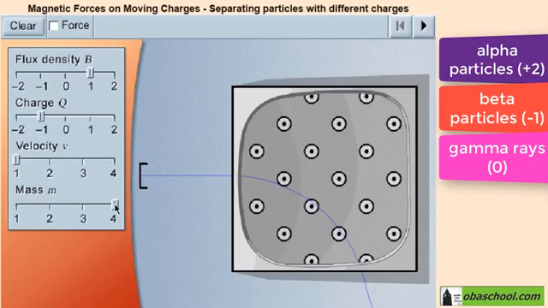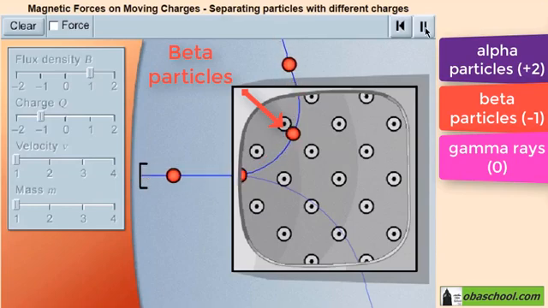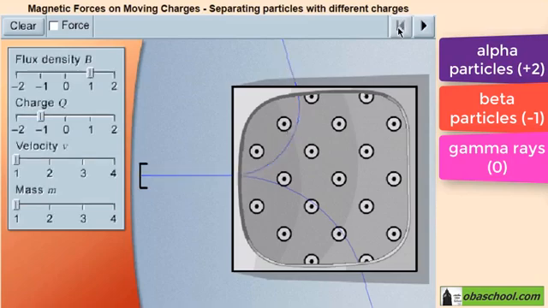Now let's model beta particles that are negatively charged with 1 unit of charge, which is -1, and they relatively have a small mass. Let's put it at 1 and let's click play. Let's see the track of the beta particles. So they move opposite to the alpha particles. And stop, reset.